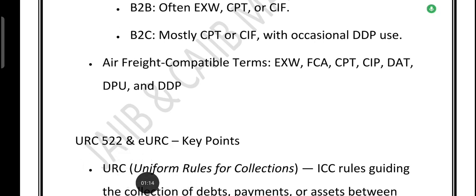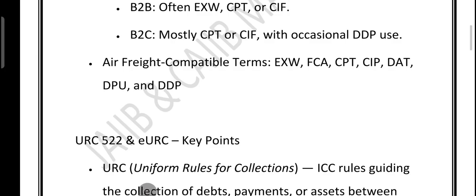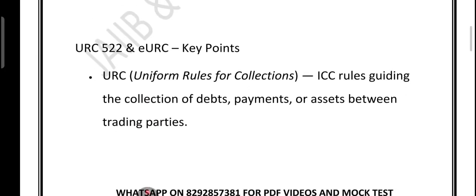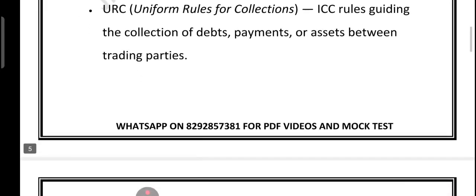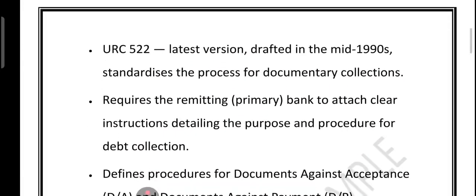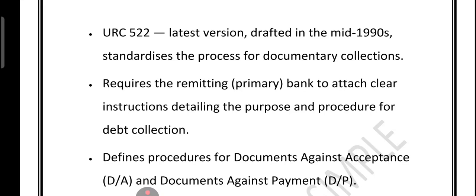Now friends, let's talk about the URC 522, right, an important set of rules in trade finance. So URC stands for Uniform Rules for Collection. These are the guidelines created by the International Chamber of Commerce to make sure the collection of payment, debt or asset between trading partners is smooth and standardized. That is called URC. Now the latest version is URC 522, which came out in the mid 1990s and focused mainly on something called documentary collection, where banks handle important shipping and payment documents on behalf of buyer and seller, right.